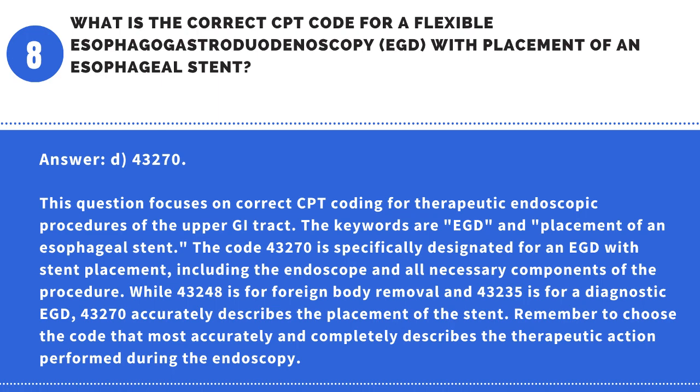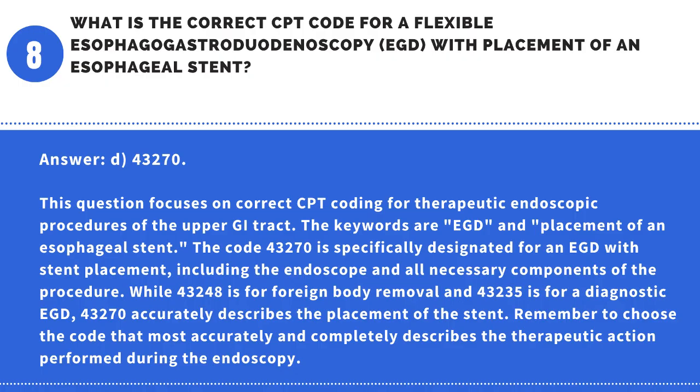43270. This question focuses on correct CPT coding for therapeutic endoscopic procedures of the upper GI tract. The keywords are EGD and placement of an esophageal stent. The code 43270 is specifically designated for an EGD with stent placement, including the endoscope and all necessary components of the procedure. While 43248 is for foreign body removal and 43235 is for a diagnostic EGD, 43270 accurately describes the placement of the stent. Remember to choose the code that most accurately and completely describes the therapeutic action performed during the endoscopy.